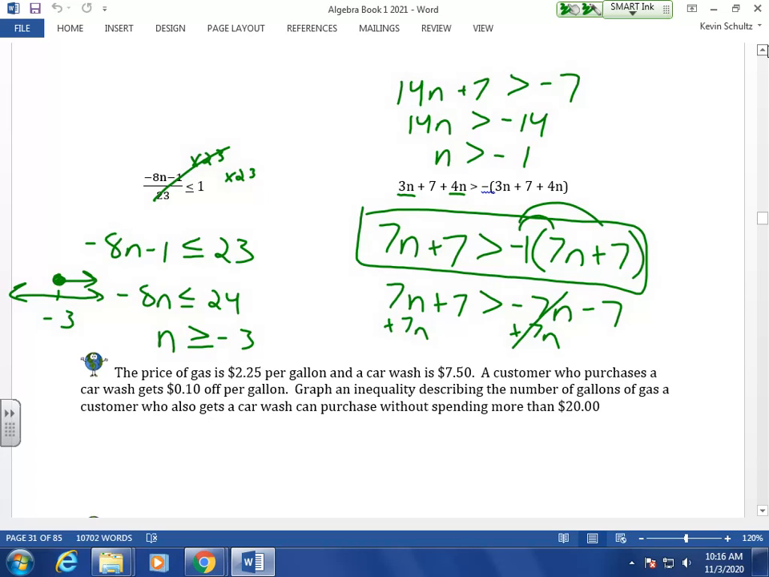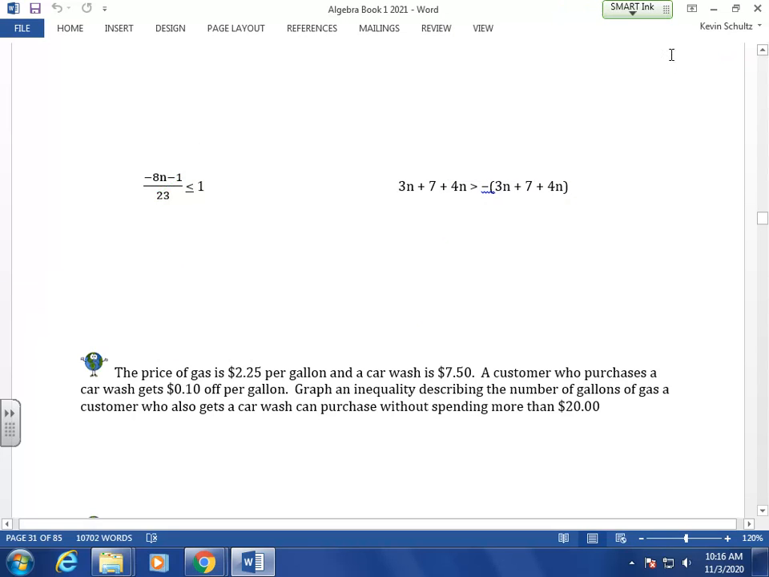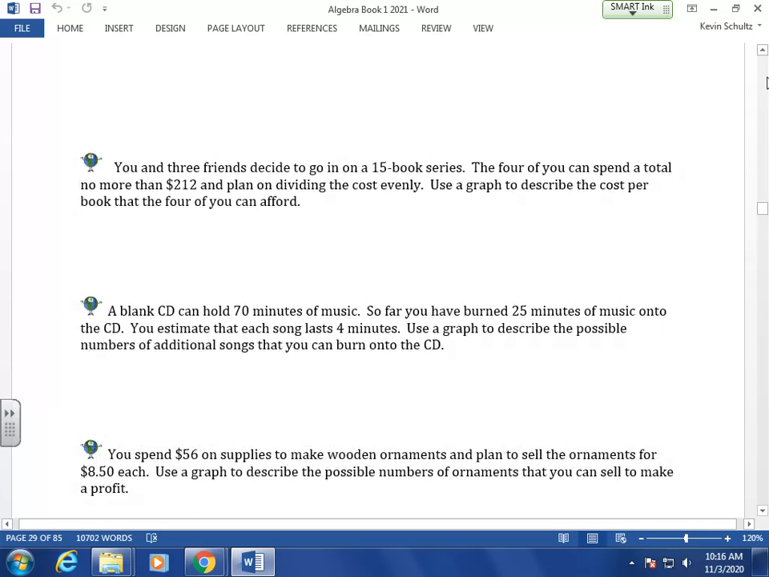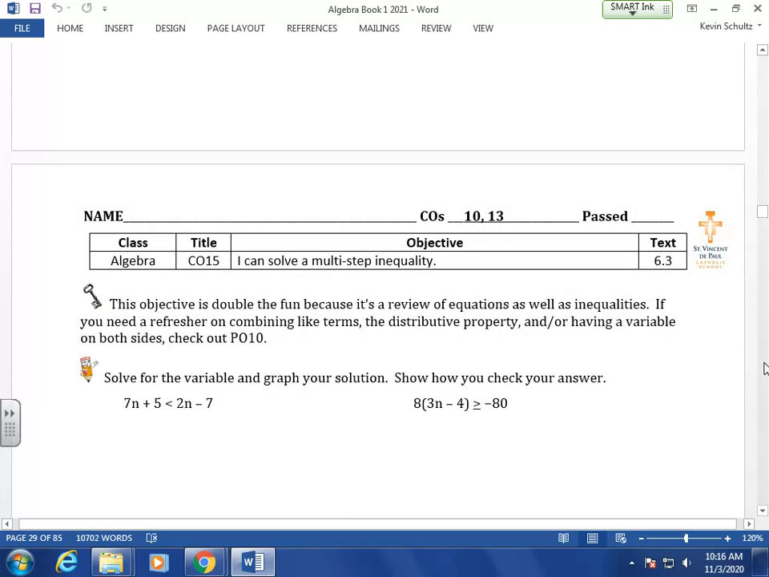Okay. Or you can look at the top of your page, the front of the objective, where it has that text. Okay. CO15 comes from Chapter 6, Section 3 from your book. So there are two places that you can look for more practice if you would like, the textbook itself or the practice work. Okay?